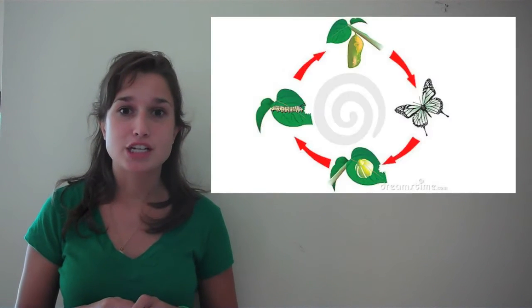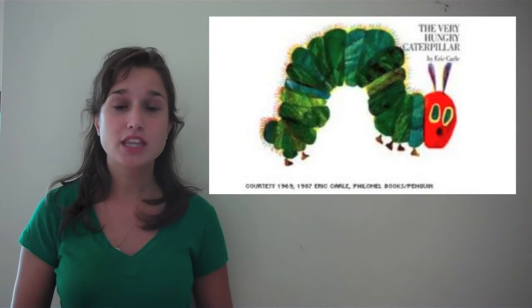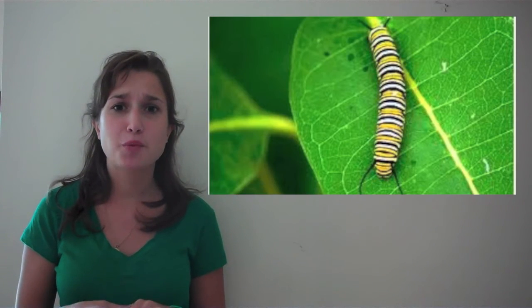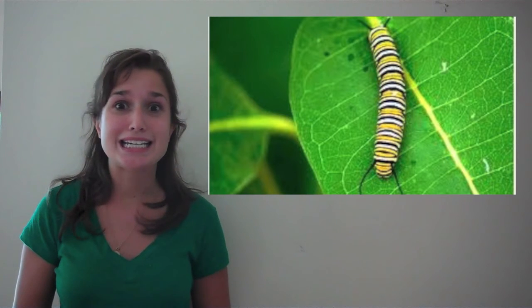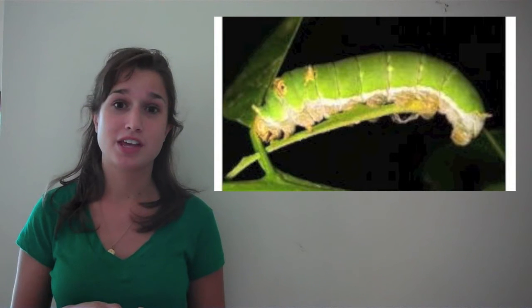The next stage is the caterpillar stage, and we know this one pretty well through reading The Very Hungry Caterpillar. The caterpillar kind of looks like a worm, but it likes to eat and eat and eat because it's getting ready to become a beautiful butterfly.